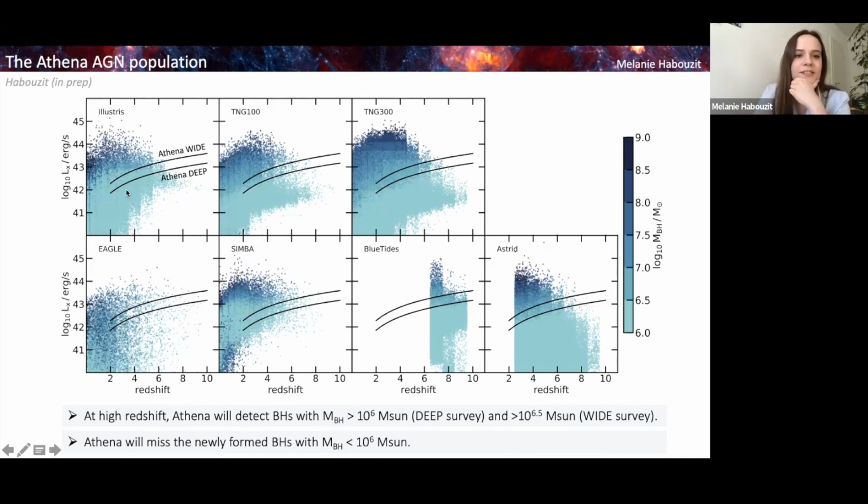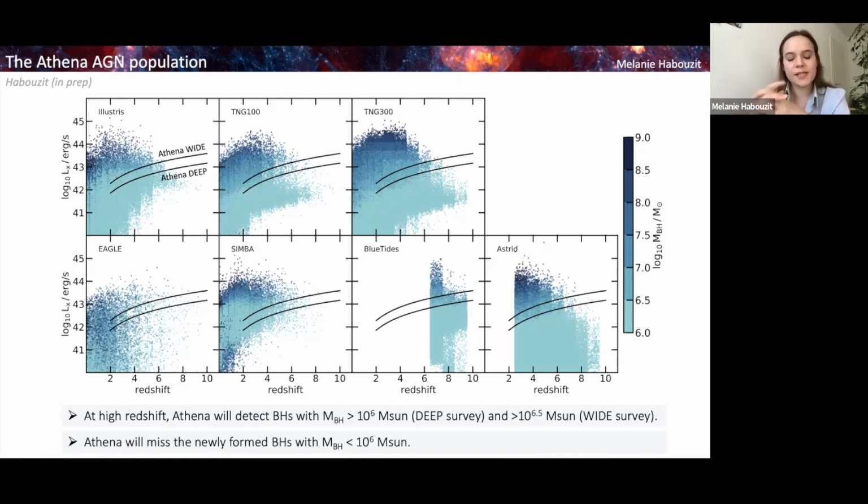The two sensitivity curves of a deep survey and a wide survey of Athena are shown here with the line. So everything that is above the line can be detected by Athena. What we see with the color code of the dot, that is the mass of the black hole, is that Athena will be sensitive to black holes more massive than 10^6 solar mass for the deep survey and 10^6.5 and higher for the wide survey.